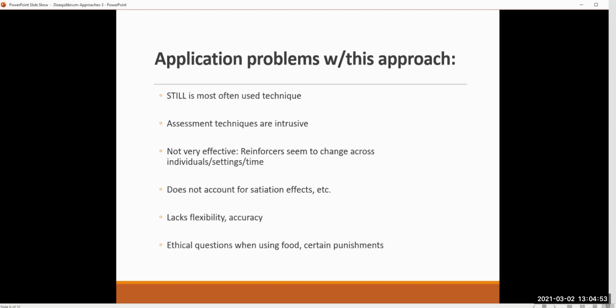So this procedure lacks flexibility, it lacks accuracy, and then we have a whole other issue of ethical questions when using food, when introducing novel things that disrupt the normal behavior of the organism, and in the use of certain punishments. Because we know things like hitting or electric shock at a high enough charge certainly is a punisher across settings and species, but it also can kill the organism. Well, dead organisms don't behave. And again, many parents will complain about the use of food items in school or giving children toys and more items that they don't really need.